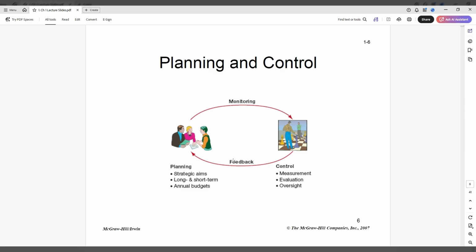But the real idea behind any managerial accounting task that we're doing is developing some goals, some strategic aims, both long and short term, putting that into some sort of annual budget, and then doing monitoring: measuring things, evaluating things, and providing oversight. And after the monitoring, we provide feedback back into the planning process, and just have this be an ongoing thing.